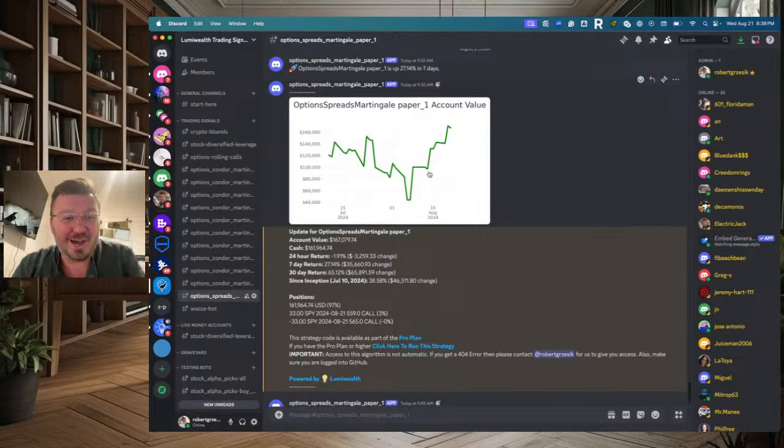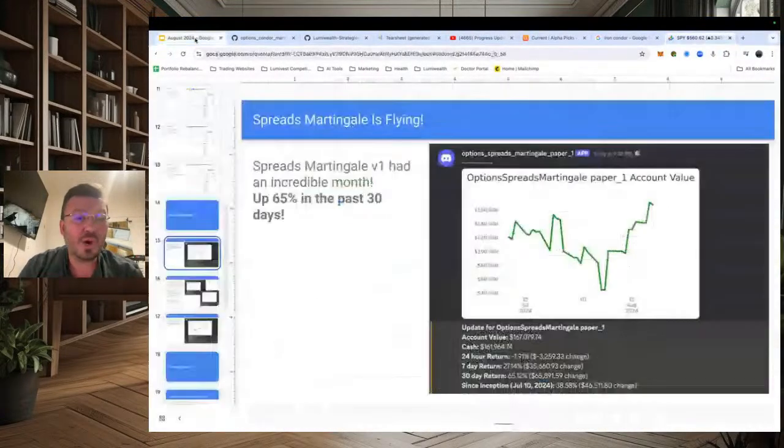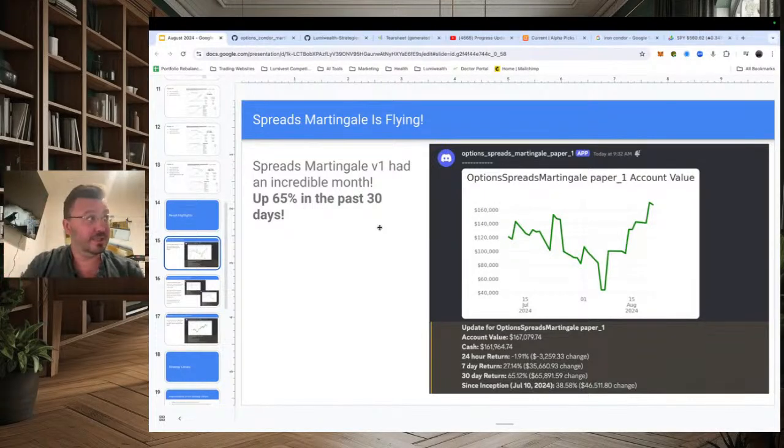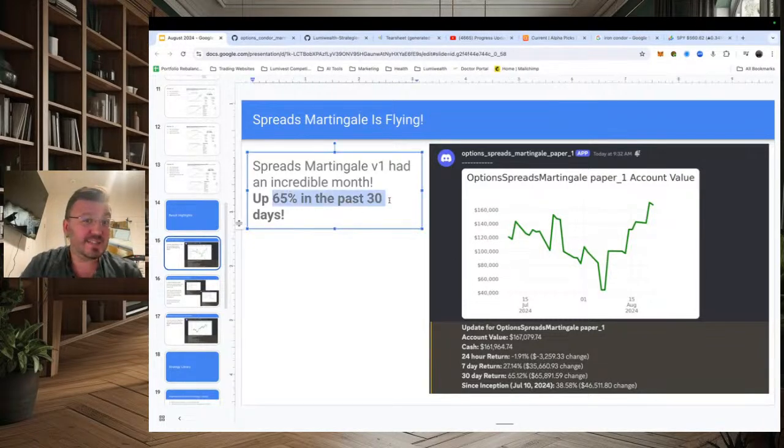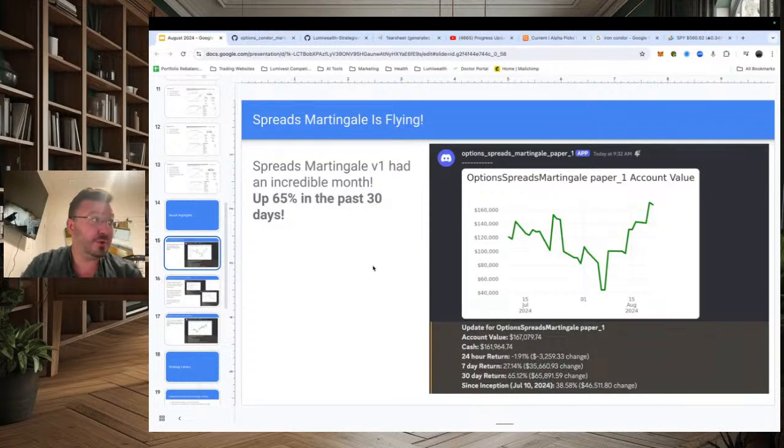It is up 65% in 30 days. That is one hell of a return. So if you guys had put your money into this, assuming that you're doing the same performance as the paper trading, this is not live money, this is paper trading. But assuming you perform pretty much the same, which I don't see why you wouldn't, or at least pretty damn closely, 65% in 30 days. That is a damn good return.